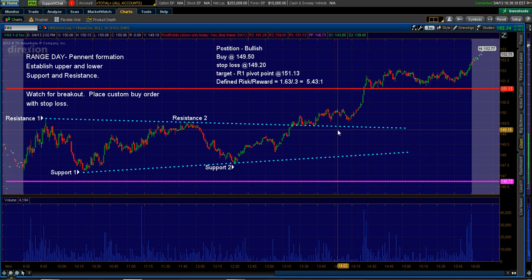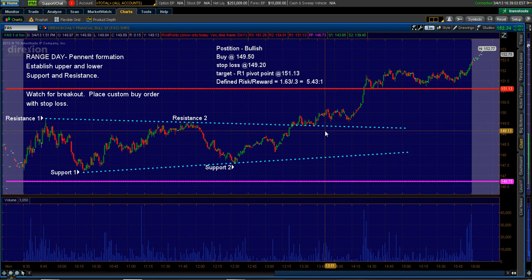Over 2 or 3 hours of time, I could put that in, and if it was hit, it would get me in the position with the stop loss, and I wouldn't have to worry about it breaking the rules of the pennant formation in that breakout. So basically, I put a custom order in to buy at 149.50 with a stop loss at 149.20. That's a 30-cent gap.